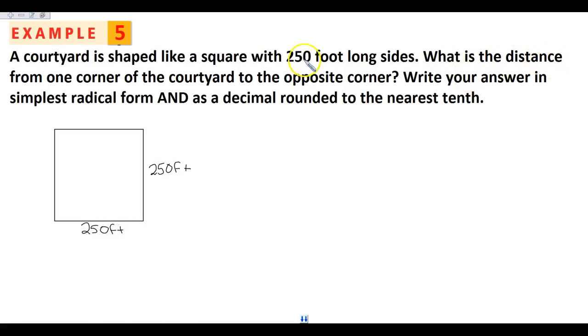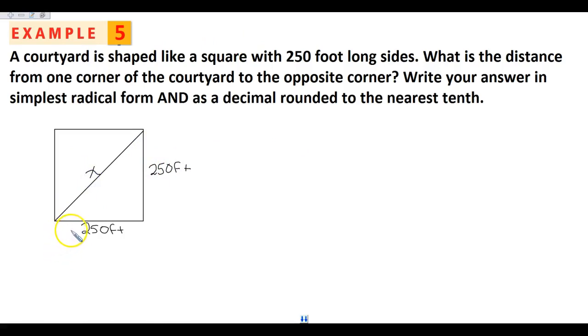Then it says, what is the distance from one corner of the courtyard to the opposite corner? Well, does it matter whether I do this corner to corner or this one? No. It doesn't matter because it's a square, so your diagonals are the same length. So I want this distance.